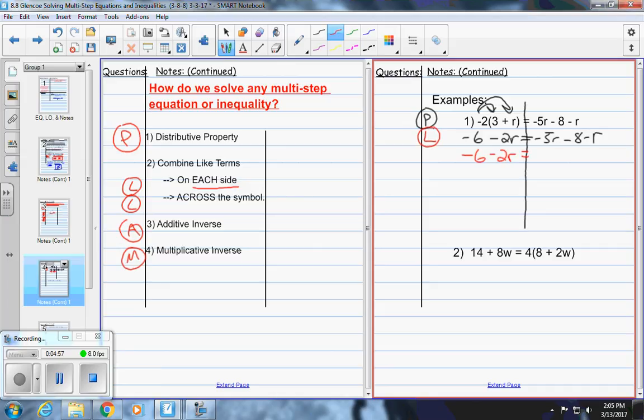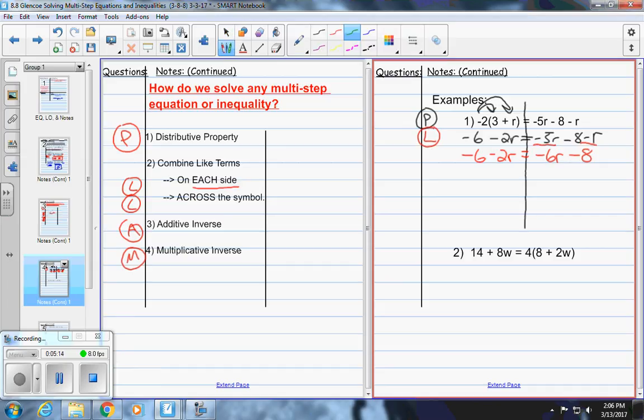The right side has like terms. We have a -5r and a -r. What's negative 5r plus negative r? Yeah, you're right. Negative 6r. Minus 8 has no friends, so it comes straight down.